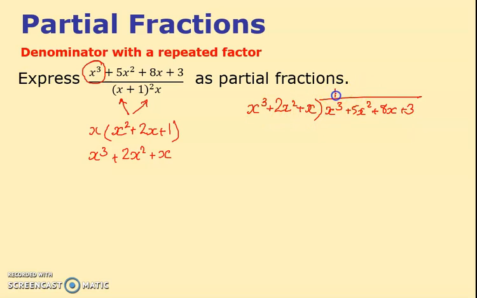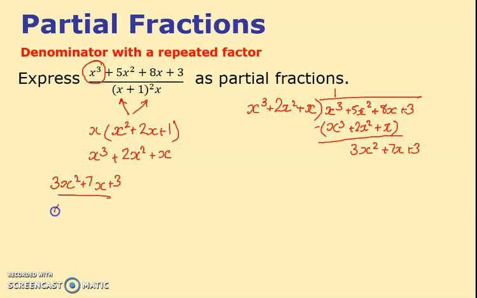X cubed times that is 1. So 1 times that gives x cubed plus 2x squared plus x. Put it in a bracket to remind me to take away. And that gives me 3x squared plus 7x plus 3. So really, I'm looking at 3x squared plus 7x plus 3 over x plus 1 all squared, x. And I'm going to set this equal to a over x plus 1 squared plus b over x plus 1 plus c over x.